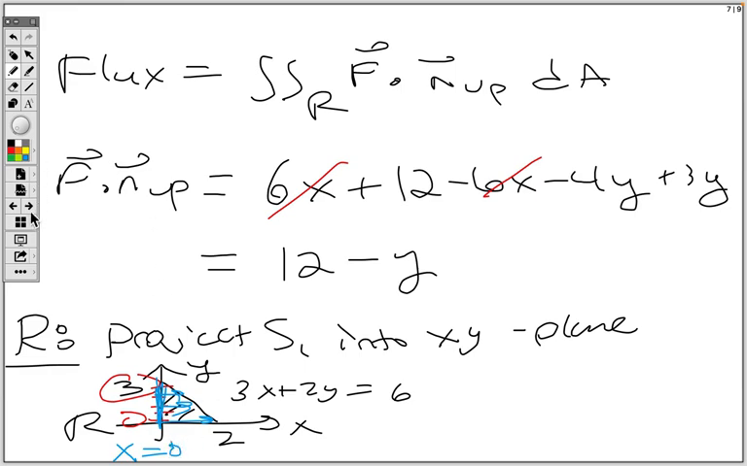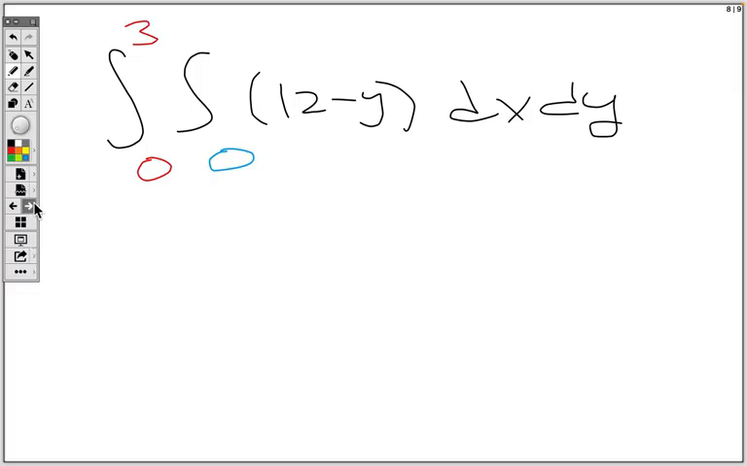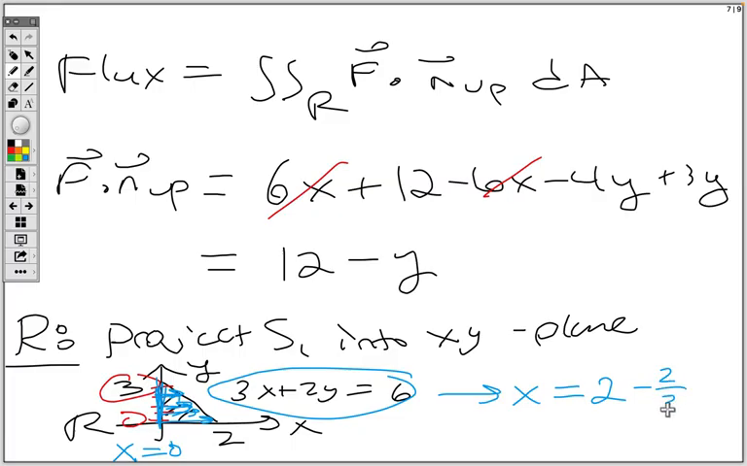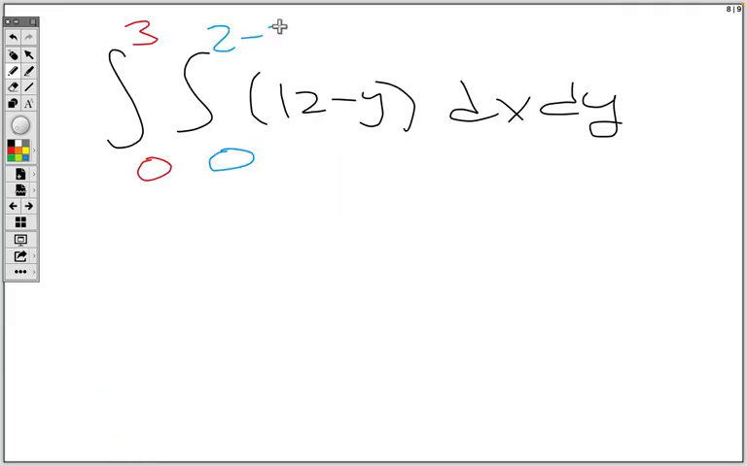Zero. And then it goes out to this line. What I need to do is figure out for a fixed y how far the x goes. So I've got to solve that for x. Yep, good. 2 minus 2/3 y. Okay, there we go. So let's go through and work through this integral.